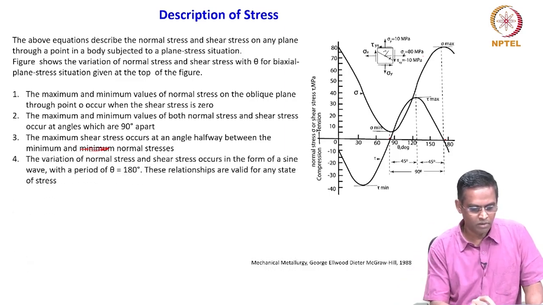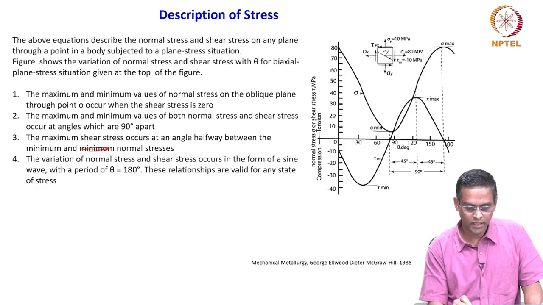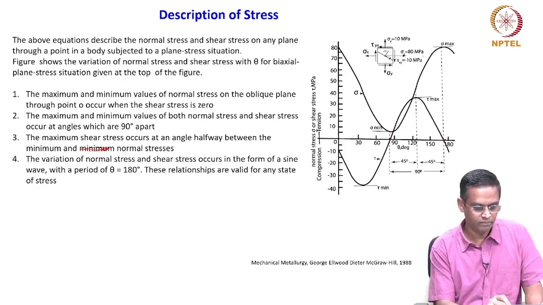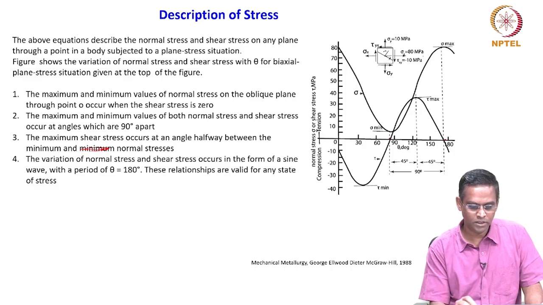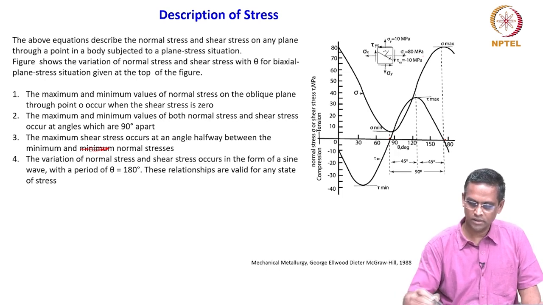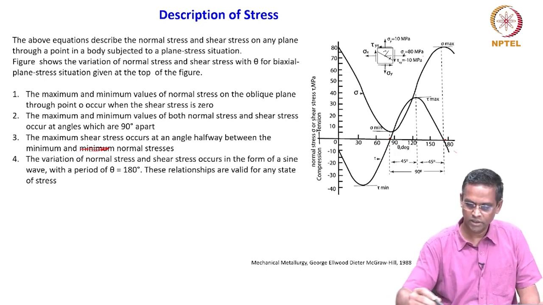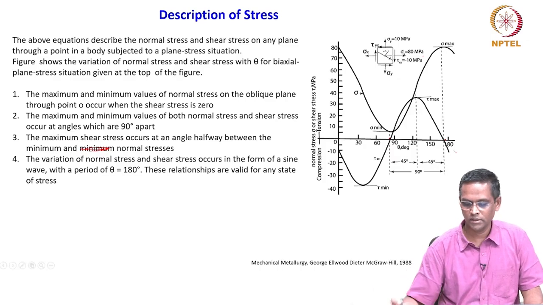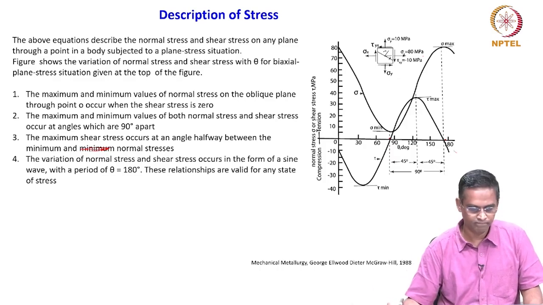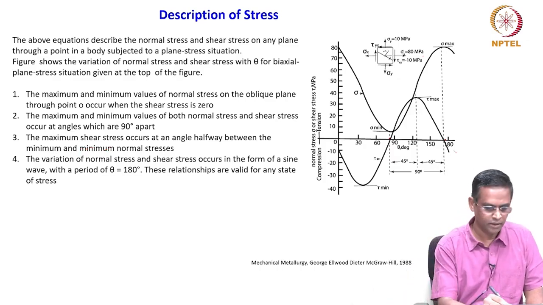So, the variation of normal stress and shear stress occurs in the form of a sine wave with a period of theta equal to 180 degrees. These relationships are valid for any state of stress. So, this is the sine wave function. Similarly, you will have a sine wave function of this.